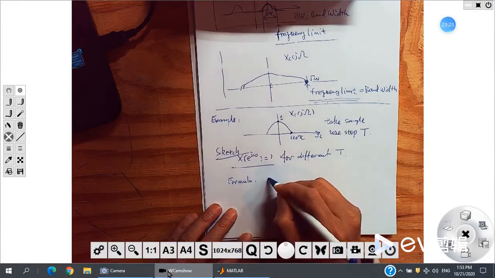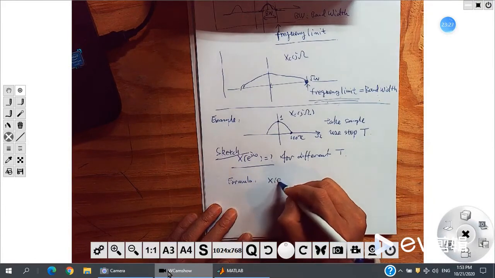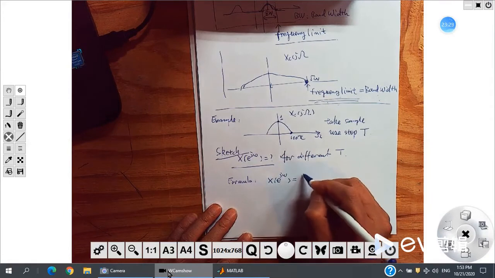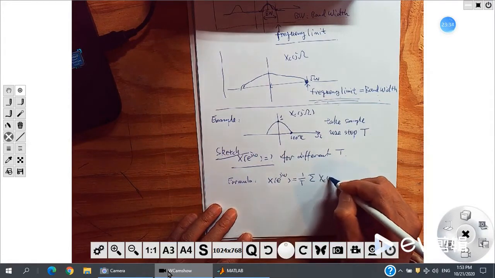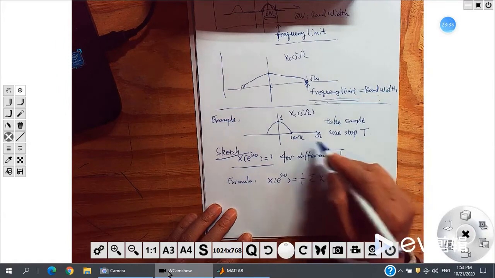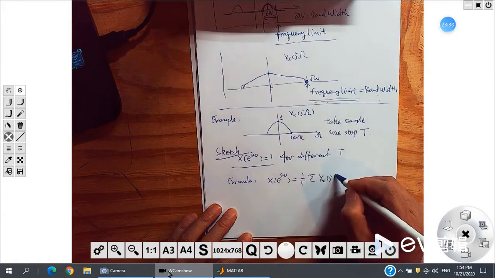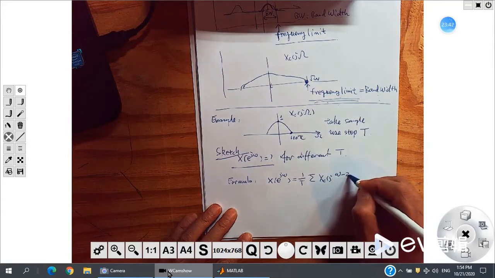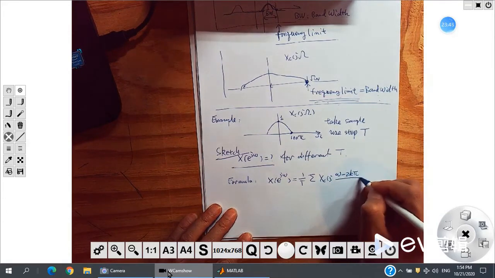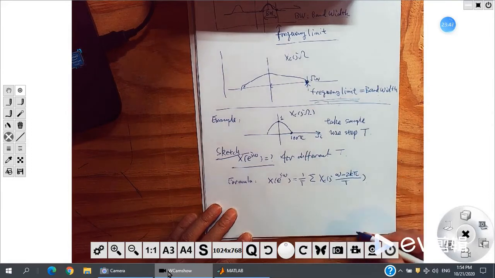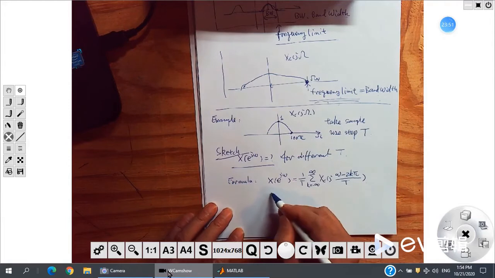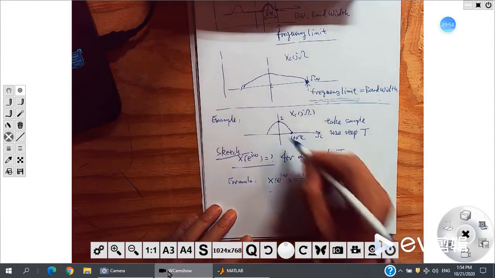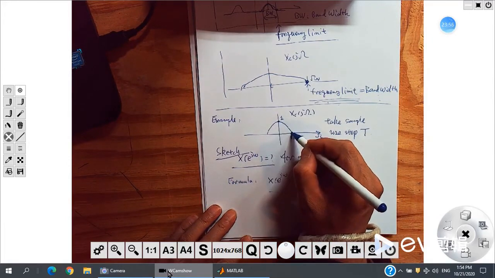It is X of e to the j omega equals 1 over T, the summation of Xc of j. Now capital omega will be replaced by a shift and the scale shifted by omega minus 2k pi over capital T. Right? And k runs from negative to positive infinity. So we have this formula.